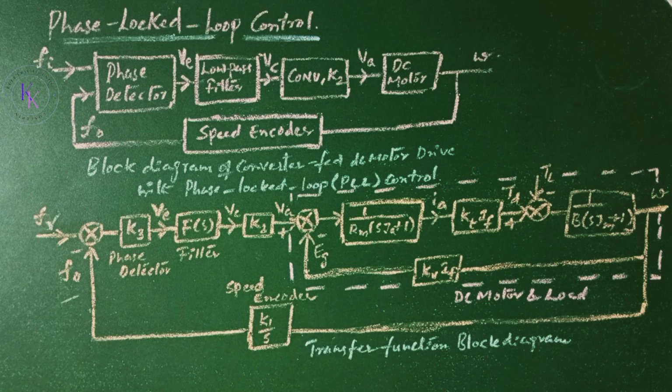A low-pass loop filter converts the pulse train VE to a continuous DC level VC, which varies the output of the power converter and in turn the motor speed. When the motor runs at the same speed as the reference pulse train, the two frequencies would be synchronized or locked together with a phase difference.